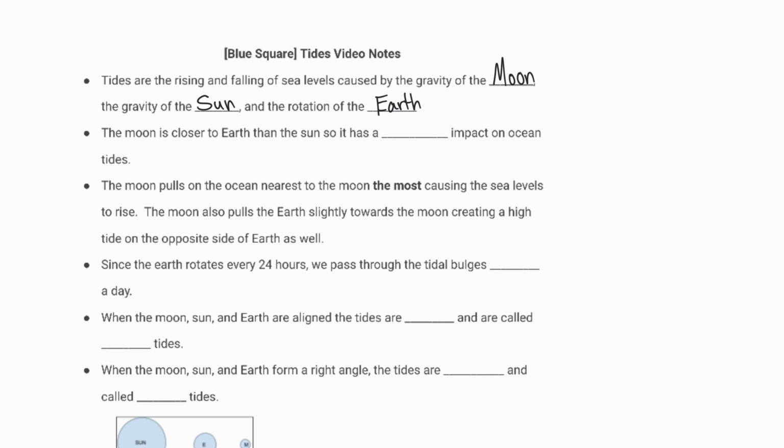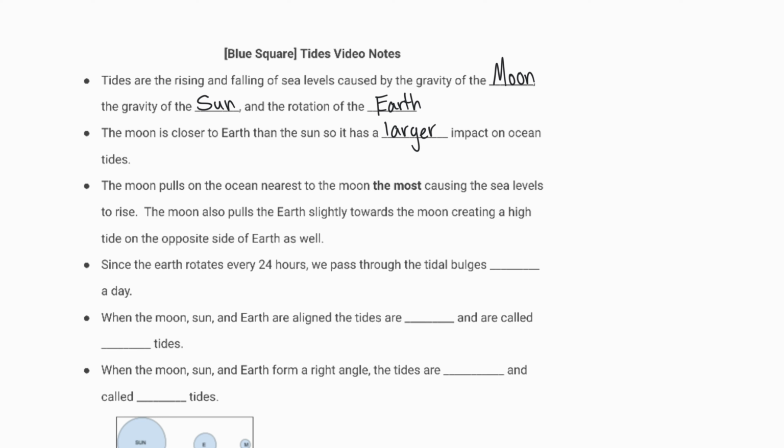And since the moon is closer to the Earth than the sun, it has a larger impact on tides. Even though the sun is millions of times larger in mass, the moon has a bigger impact on our tides because it is so much closer.